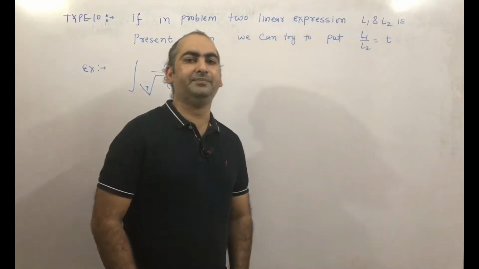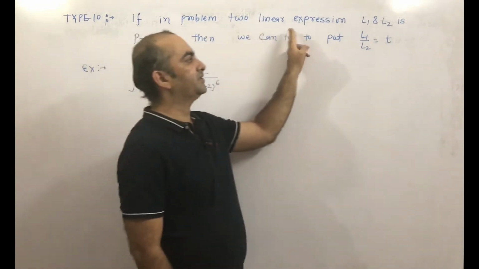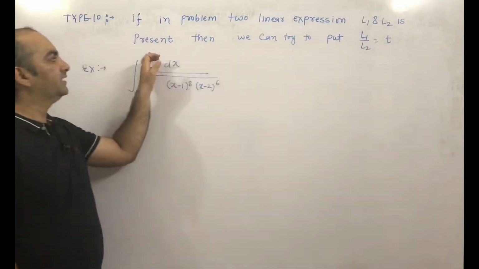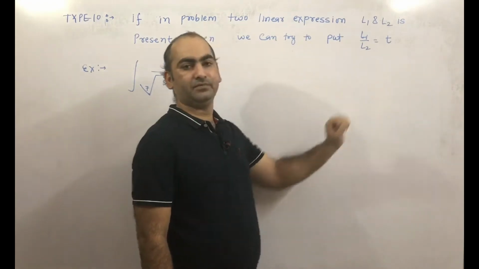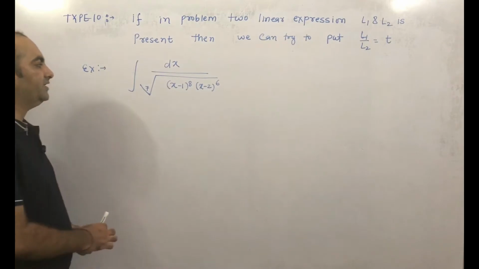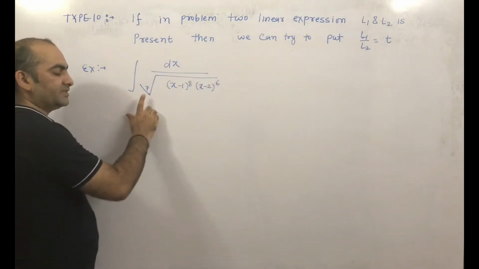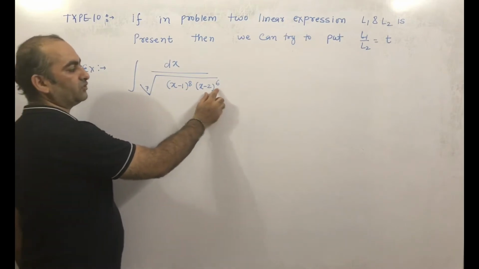Next we are discussing type 10. Type 10 is what? If in a problem two linear expressions L1 and L2 are present, then we can try to put L1 by L2 as t. So for that we are taking an example: integration of dx divided by 7th root of (x minus 1) to the power 8 into (x minus 2) to the power 6.